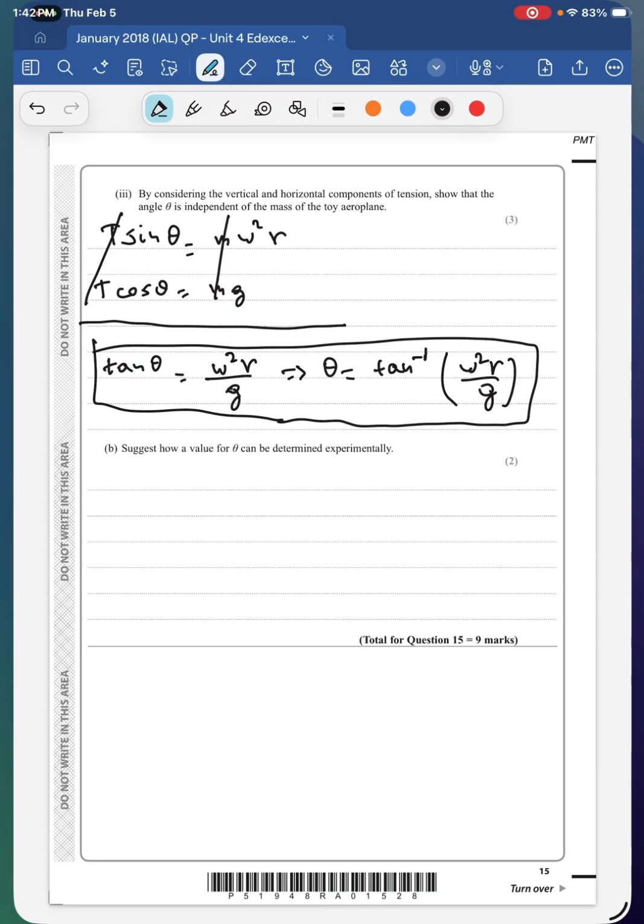All right, so suggest how a value for theta can be determined experimentally. Okay, how can we do this? To calculate theta, we need omega, r, and g. So we can measure the period for 10 rotations and hence calculate omega.